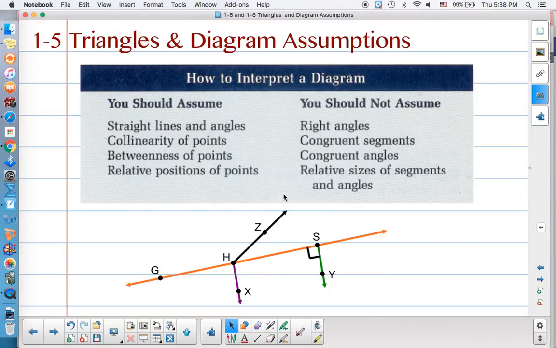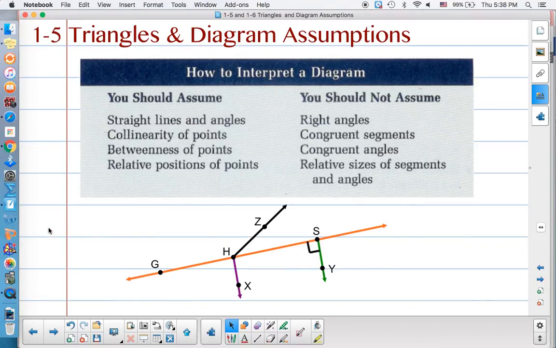1-5, the mini lesson, is on diagram assumptions. Triangles are the things you'll be defining, and they're triangle terms you've likely heard before. So the part that will be covered here is those diagram assumptions. What you see is this list of sets of things you should assume and you should not assume from now on about things that you see on a geometry diagram.